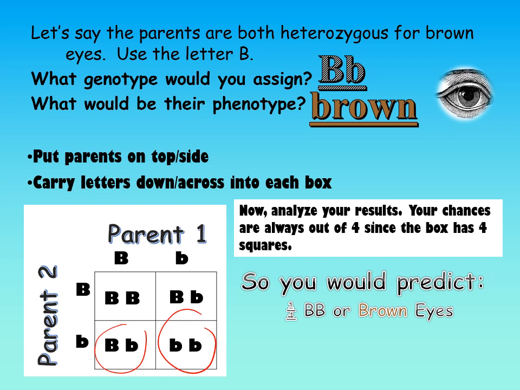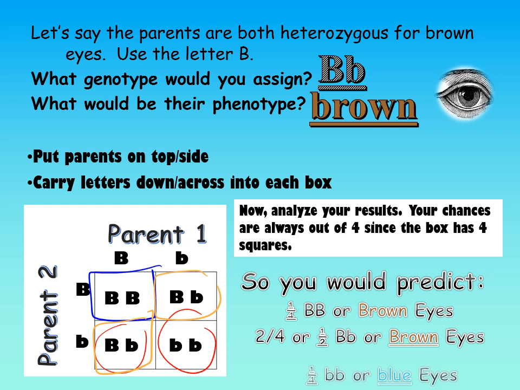1/4, this box right here, we'll just shade this in, are going to be two big B's or brown eyes. 2 out of the 4 boxes, these two, will be big B, little b, which are going to also have brown eyes. And 1/4, this one down here, will be blue eyes, 2 little b's.